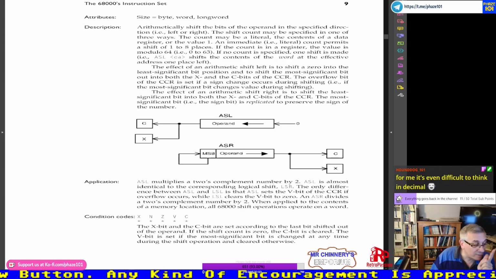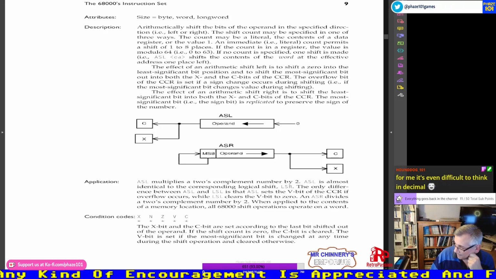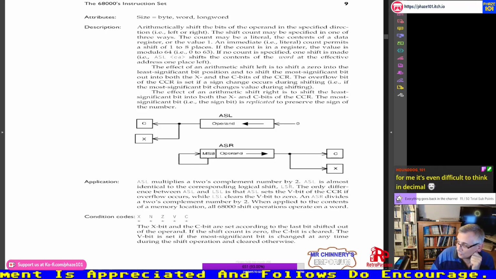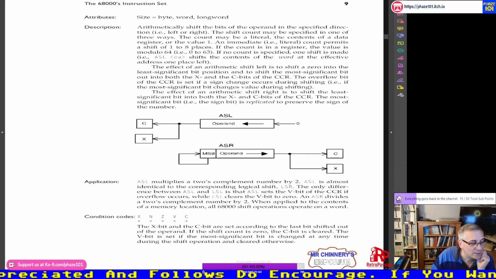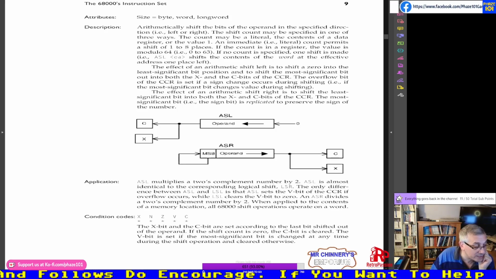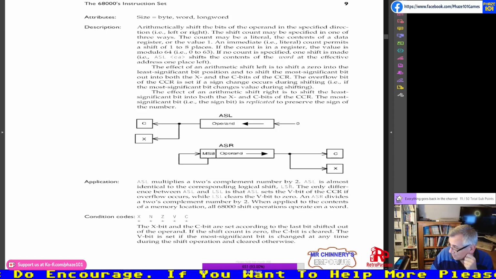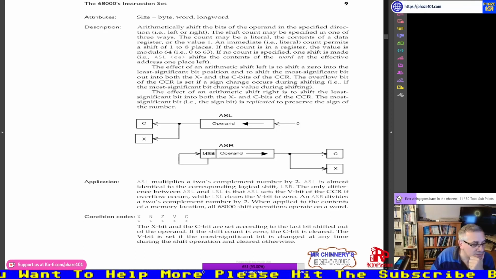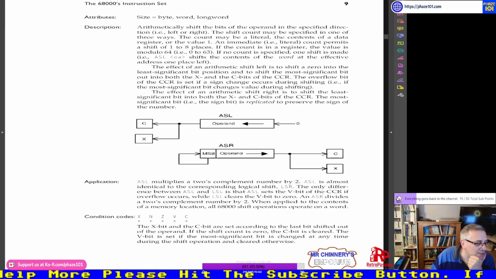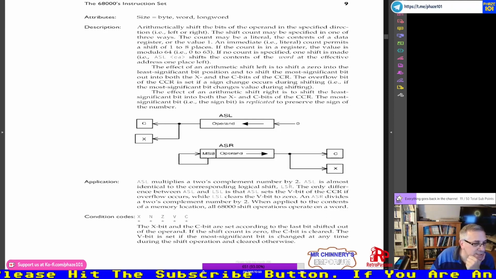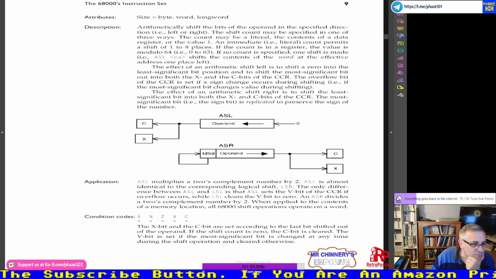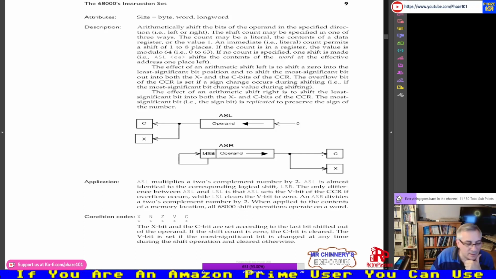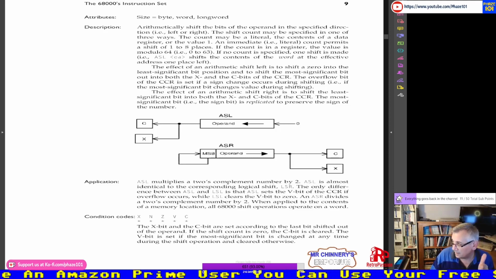ASR is a bit different, and there's something else that I need to say. The most significant bit, if it's a 0, we continue to get 0 in the most significant bit. If it's a 1, we continue to get 1. So sign preserved or sign extended, whatever you want to call it. What is in the least significant bit goes into the carry or into the extended bit. Why are they called arithmetic shifts? Because these handle signed numbers. This is the difference between ASL and LSL and LSR.